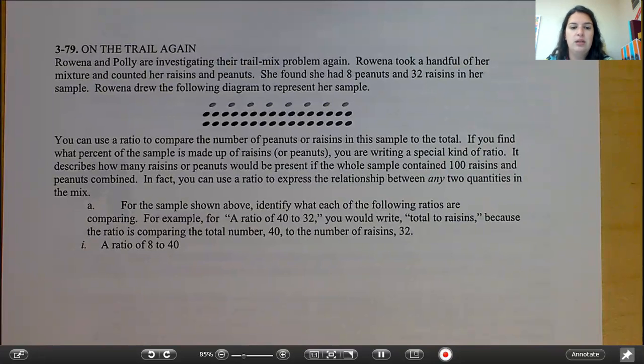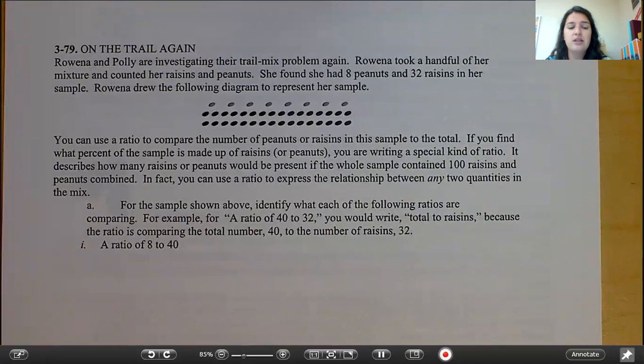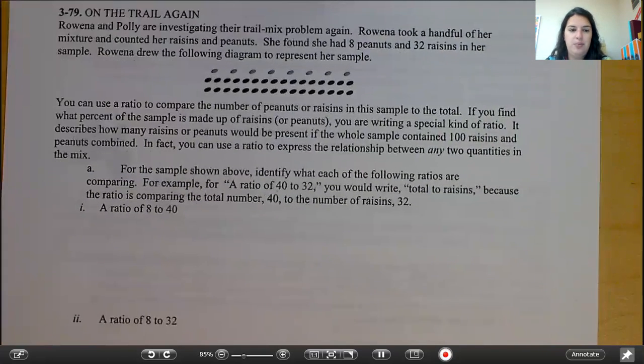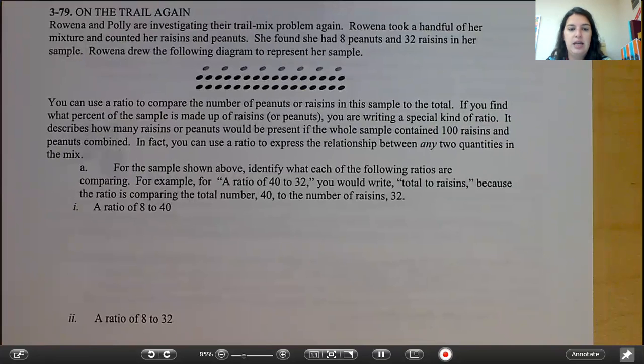It describes how many raisins or peanuts would be present if the whole sample contained 100 raisins and peanuts combined. In fact, you can use a ratio to express the relationship between any 2 quantities in the mix. A. For example, for the sample shown above, identify what each of the following ratios are comparing.